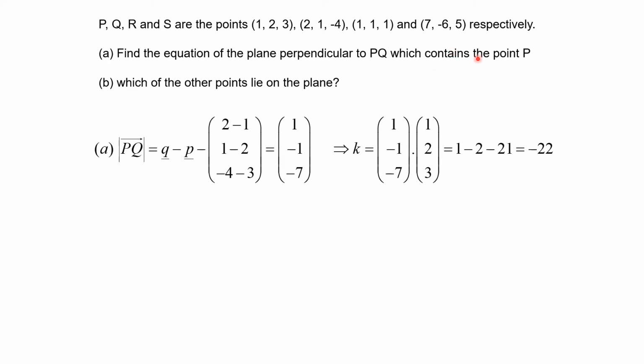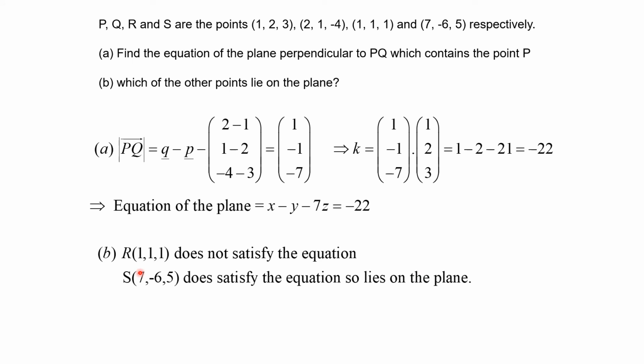The plane has point P. So we multiply both of these and we will get a number. So we have got k as -22. Now we need to write out the plane equation. We can simply write out the plane equation by taking 1, -1, and -7 as the components of the normal vector to the plane, which is x minus y minus 7z, and it should equal k, where k is -22.